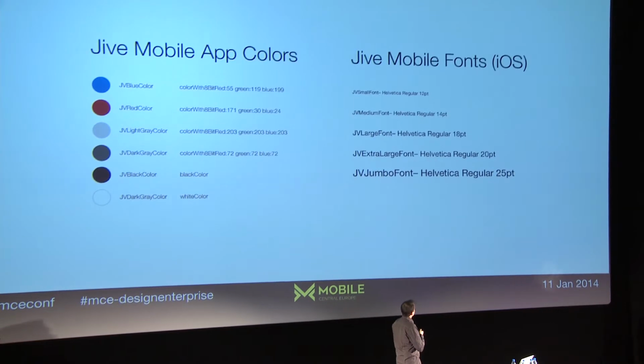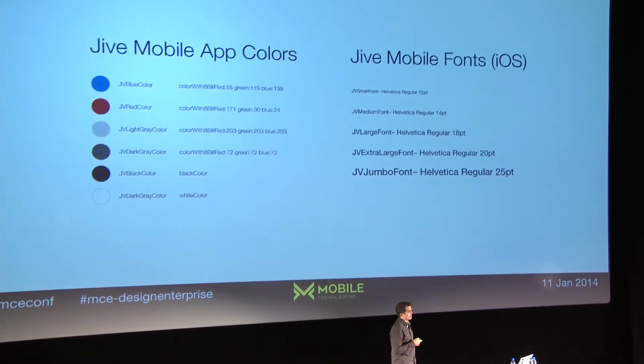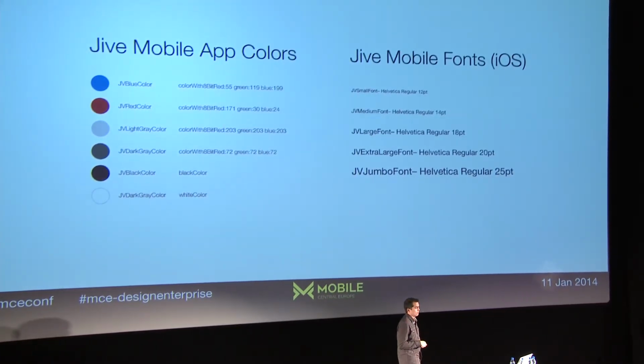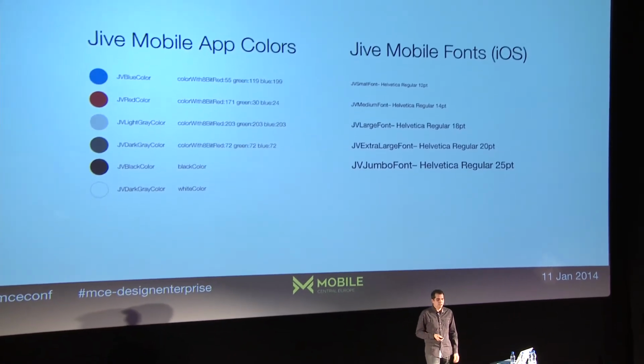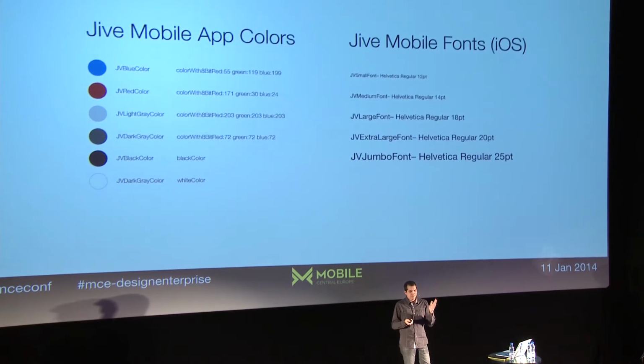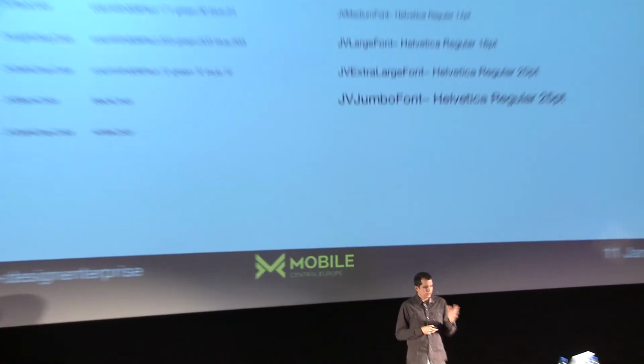The other thing that we do is we standardized on a color palette and font sizes early on. So we defined all of our colors and all of our fonts. Fonts in particular are interesting because of the dynamic type stuff in iOS 7. We eventually want to support that, so we extracted our fonts by one layer, basically.